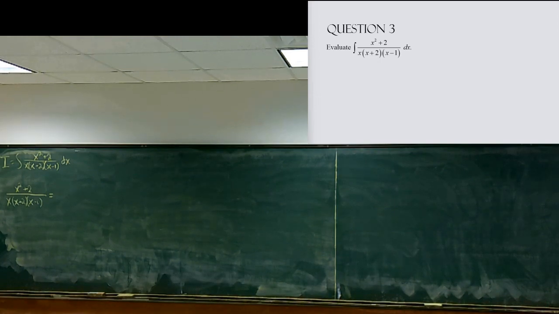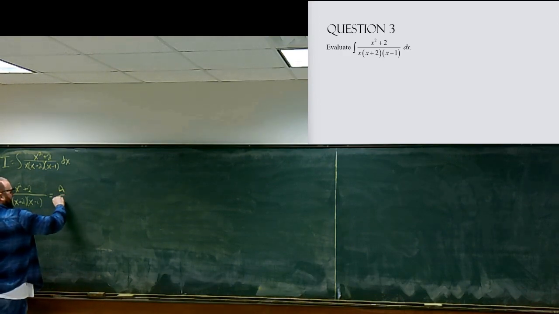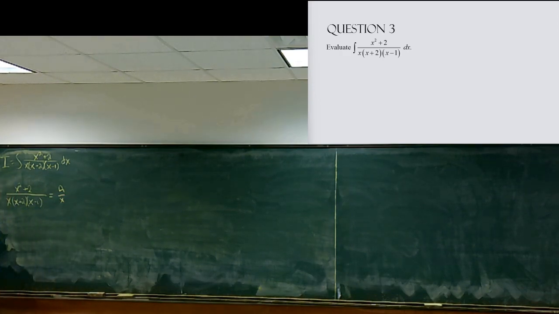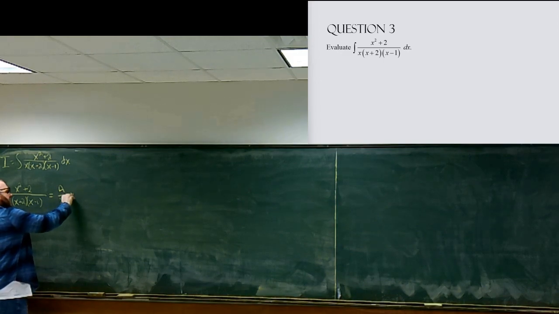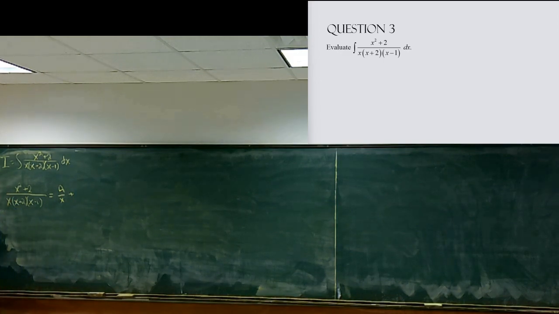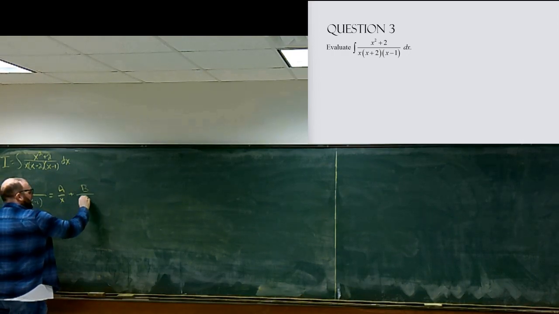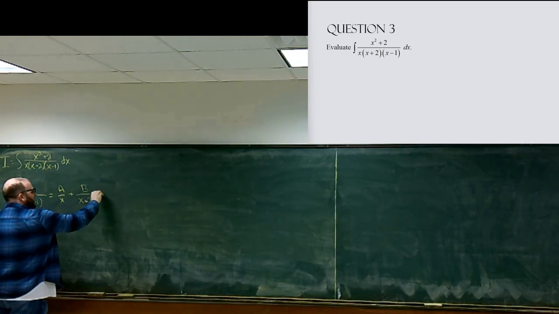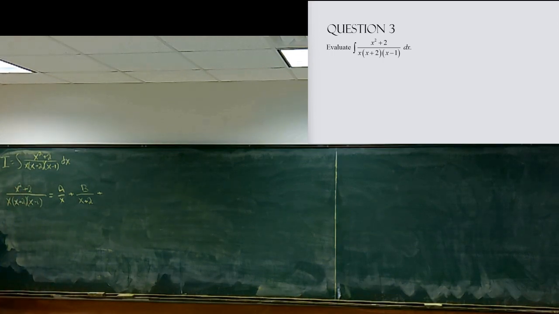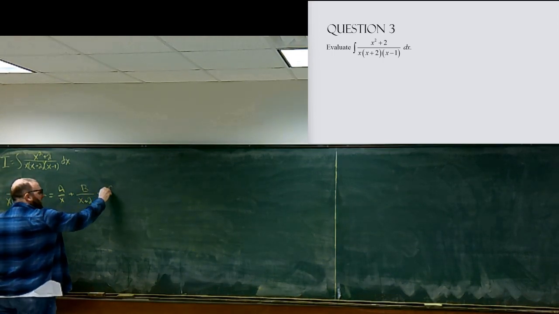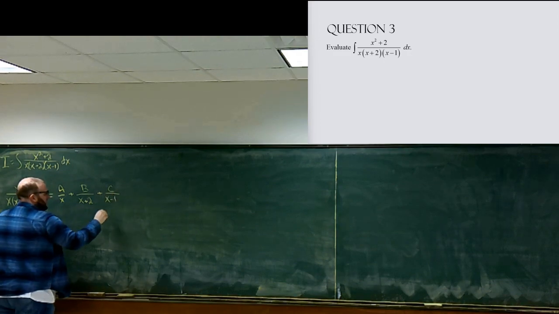What's our first factor? X. What does it contribute to the decomposition? That would be A over X. What is the second factor? X plus 2. What does it contribute? B over X plus 2. What's the third factor? X minus 1. So what do we get? What does it contribute? C over X minus 1. And there's no other factors.